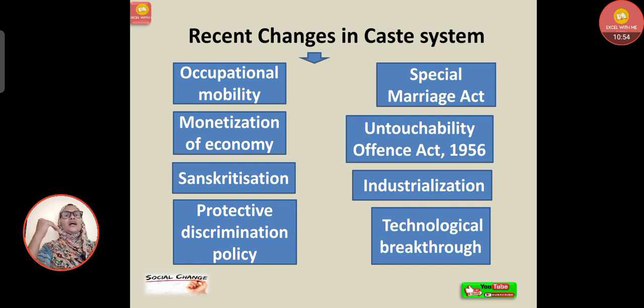Nextly, the Untouchability Offence Act 1956. That is, the enforcement of this also helped here. The Act was an important milestone in this direction. Untouchability is considered a punishable offence, and a person found practicing it is severely punished, either in terms of being fined or sentenced to imprisonment. Nextly, industrialization. With industrialization, new occupational structures have developed in urban areas. These new occupations are caste-free occupations.